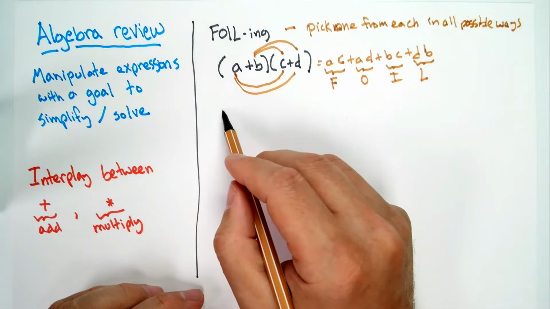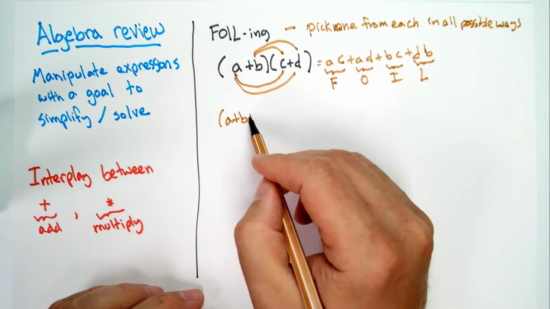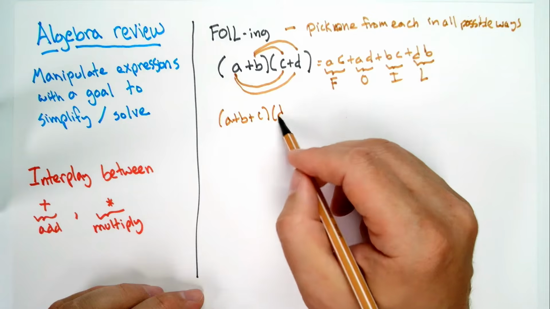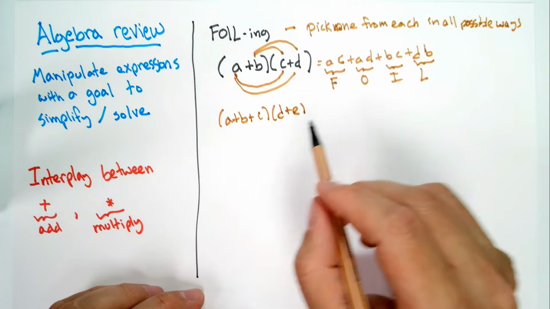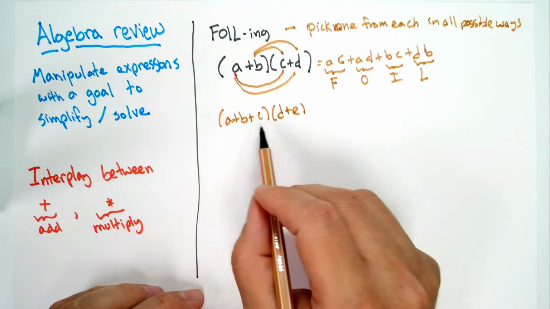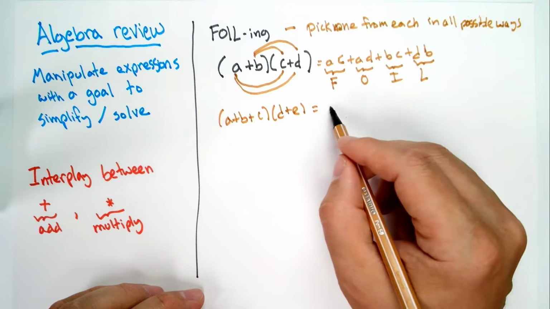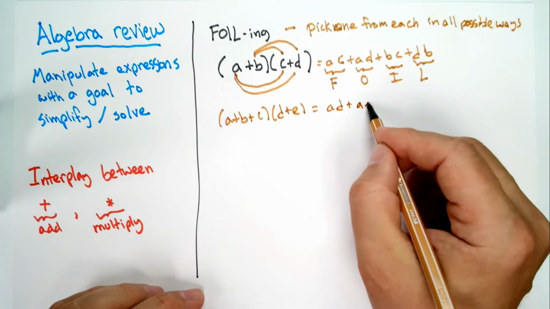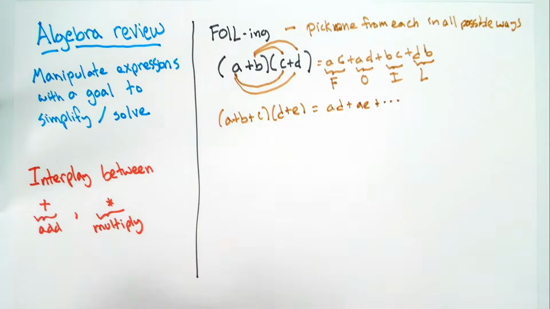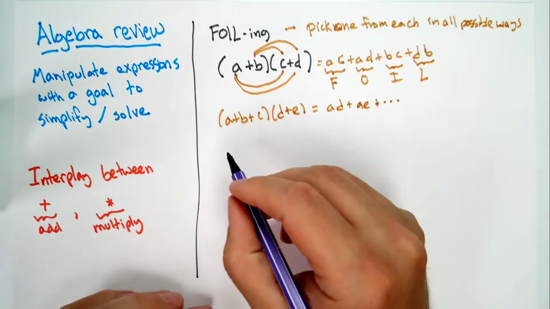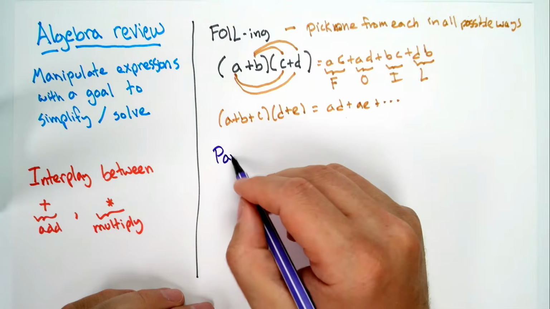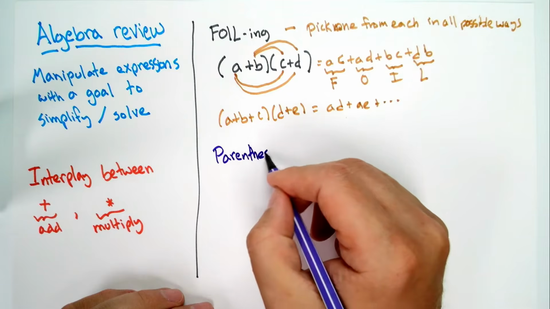And of course, you can imagine if there's more, lots can happen. So you could have A plus B plus C times D plus E. How many terms will we get? Well, 3 to pick, or 2 to pick. 3 times 2 gives you 6. So you get AD plus AE, and so forth and so on. Now, one of the things that we should note is that parentheses matter. So pay attention to your parentheses.